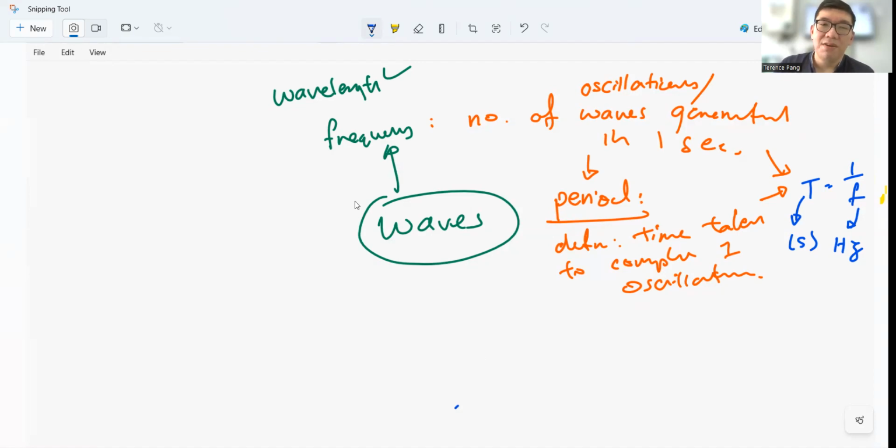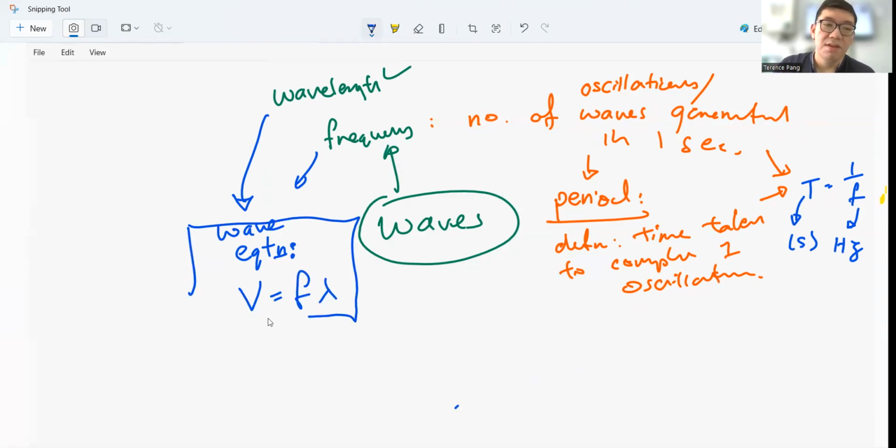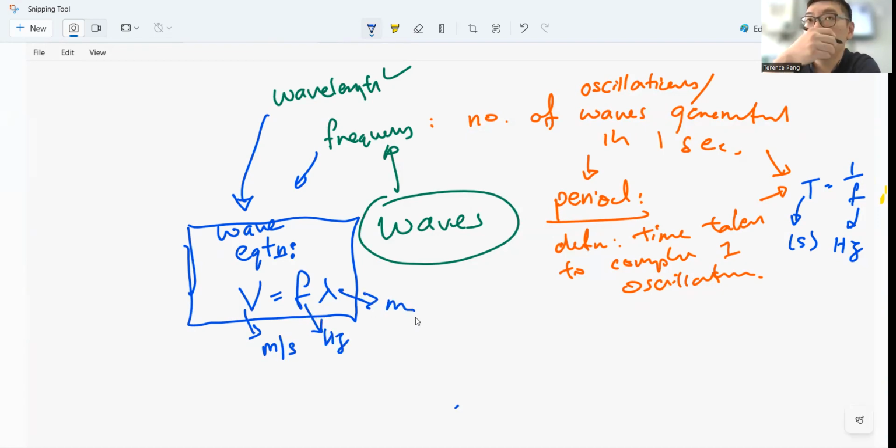Okay. So you combine all of this. You have wavelength, you have frequency, you combine all of this. What is the wave formula or the wave equation? V equals to F lambda. You can box this up. This is known as a wave equation. And this is meter per second. Hertz. Meters. All right.